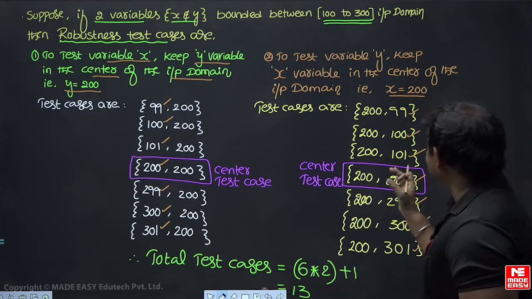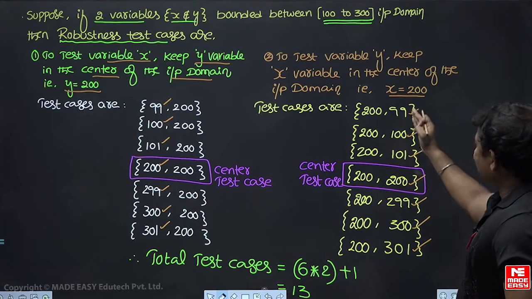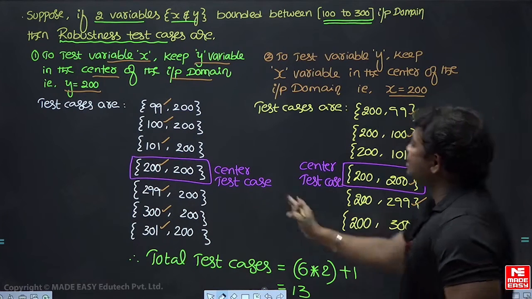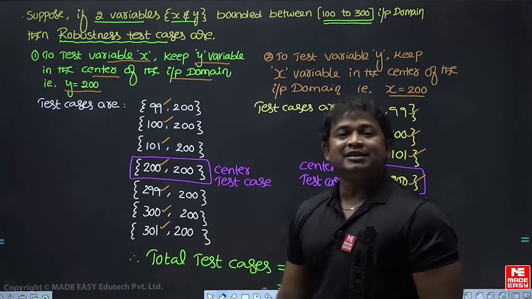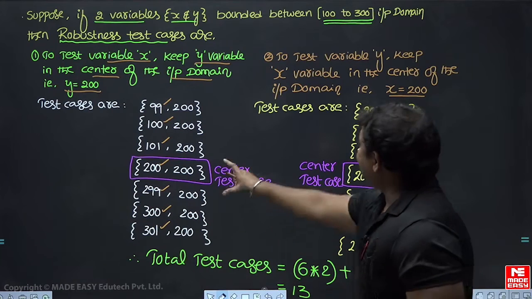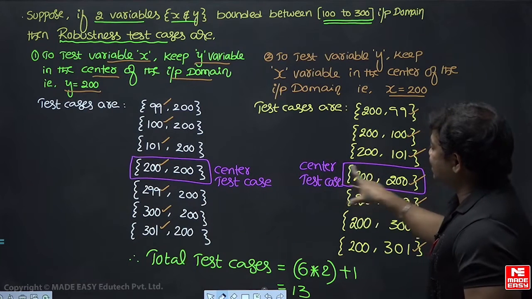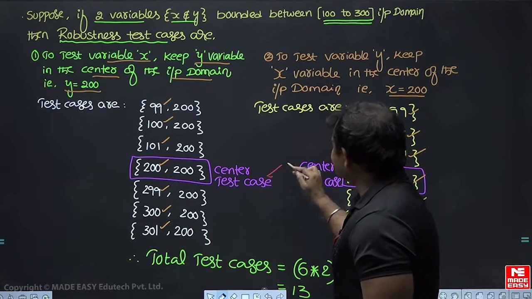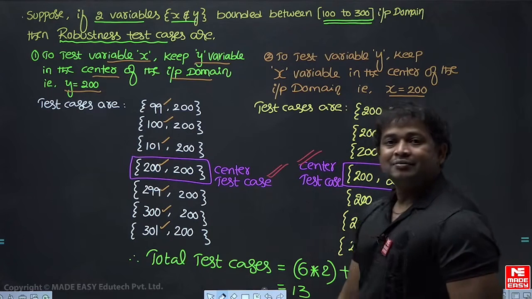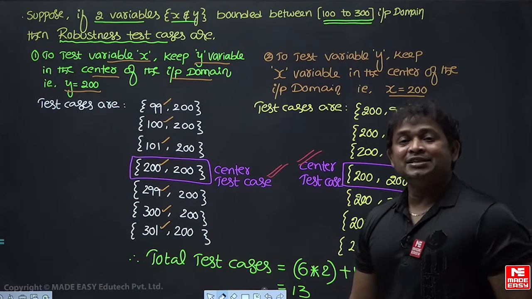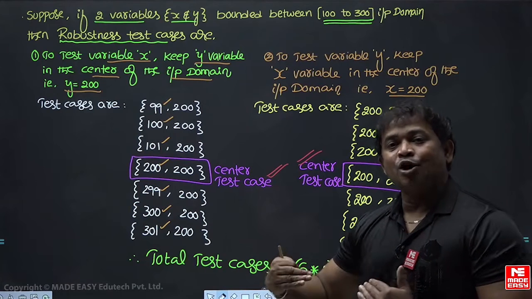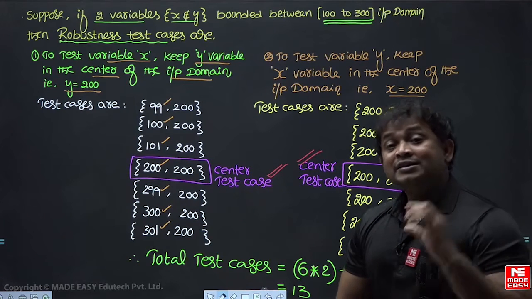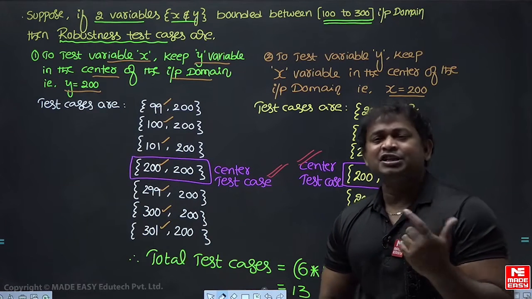Okay, robustness testing for the y variable requires 7 test cases. The x variable also requires 7 test cases. When I compare these test cases, the center test case is common. When we have a common center test case, we take it as common and the remaining are different. So 6 test cases are different for each variable.